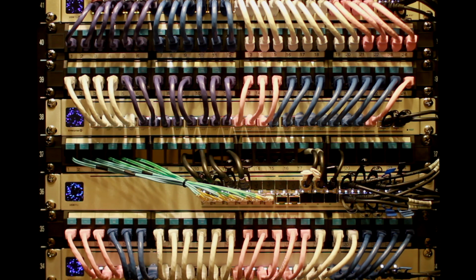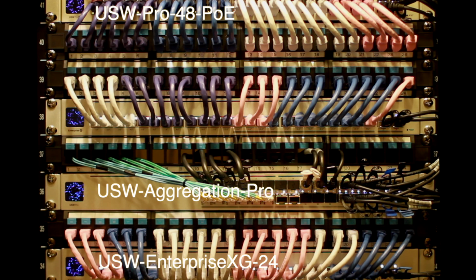In this video, I'm going to use 3 UniFi switches. One is the USW Pro 48 PoE switch, and in the middle, I have the Aggregation Pro. At the bottom, I have the Enterprise XG. The reason I chose these 3 is because they are the most important 3 switches in my home network. The PoE switch has many surveillance cameras connected. I want to keep them working even when I change other switch configurations.